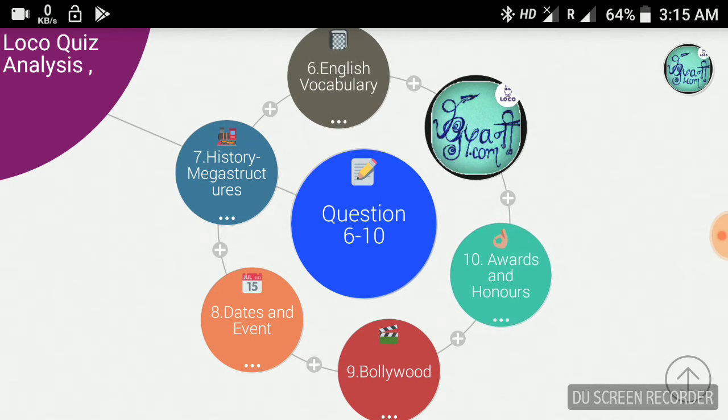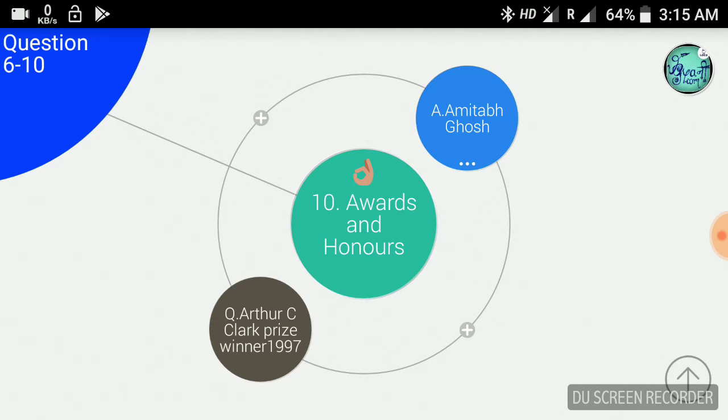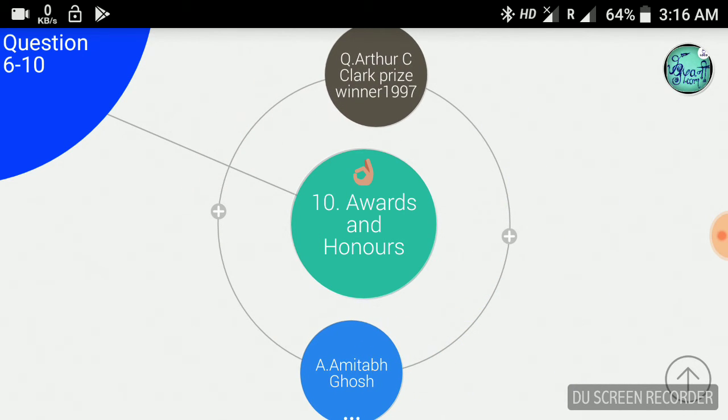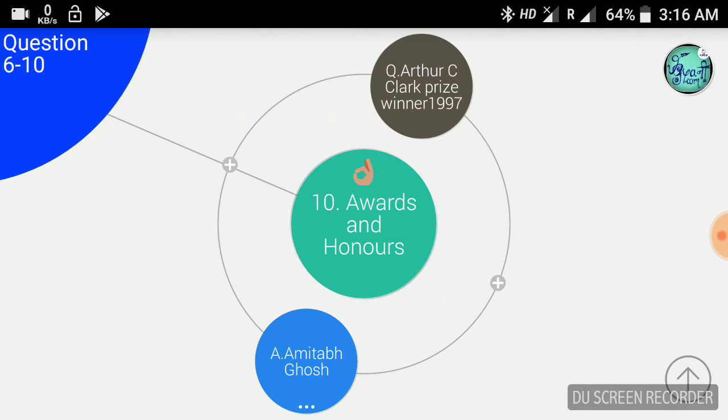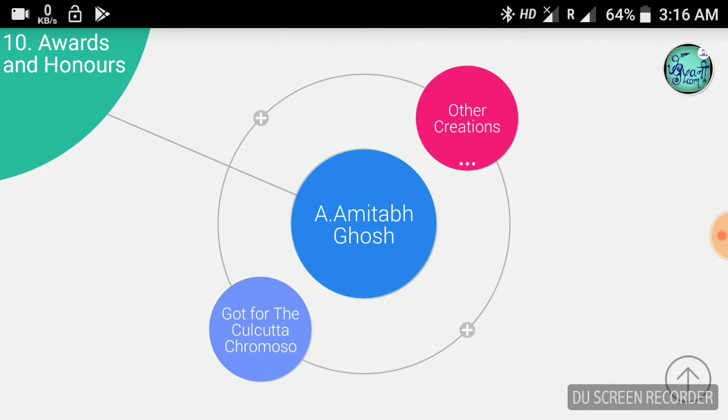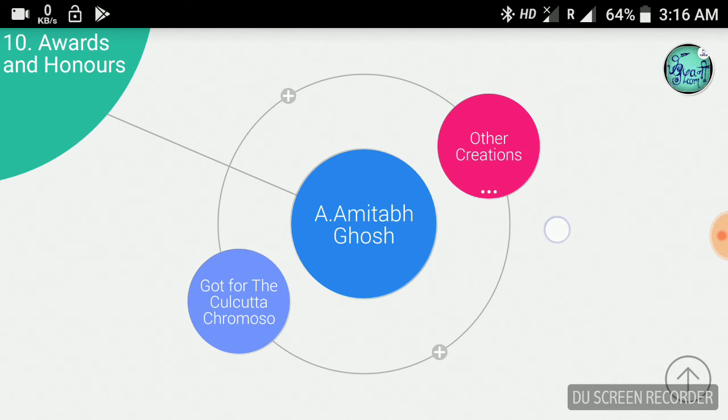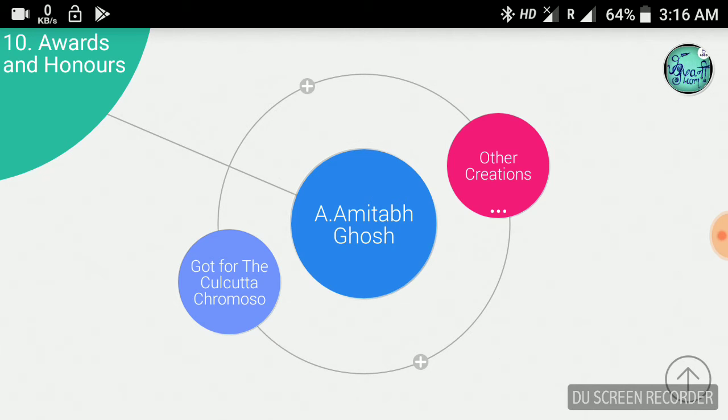Moving to the 10th and final question, it's also from the section awards and honors. The question is: in 1997, who won the Arthur C. Clarke Prize from India? And the answer is Amitabh Ghosh. Amitabh Ghosh is from Bengal, he's Bengali, and he got this particular award for his great work, The Calcutta Chromosome.